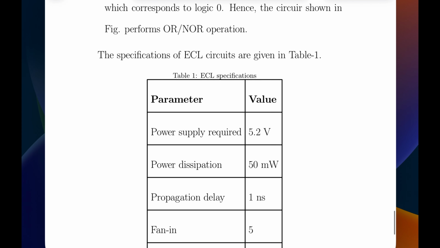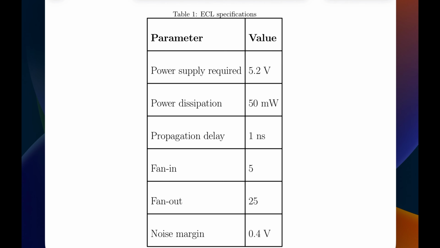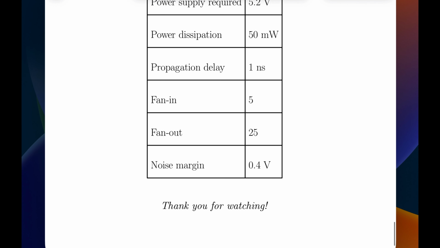In table 1 here we have shown some specifications for ECL. So the power supply required is 5.2 volt, power dissipation is 50 milliwatt, propagation delay is 1 nanosecond, fan in is 5, fan out is 25, and noise margin is 0.4 volt. So this is all about the emitter coupled logic.